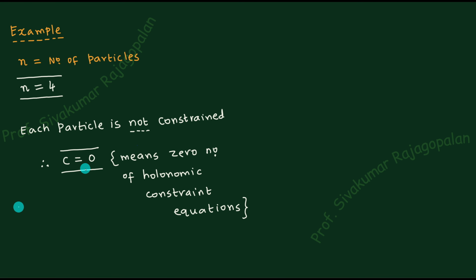That is important. c equal to 0 means what? c means the number of constraints. Equal to 0 means the number of constraints is 0. So we don't have any equation for the constraint. That is the meaning.